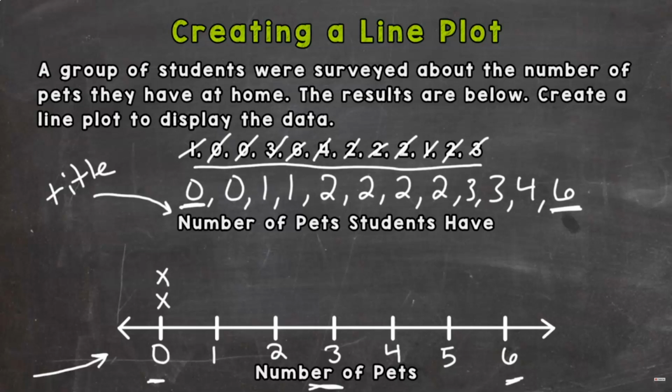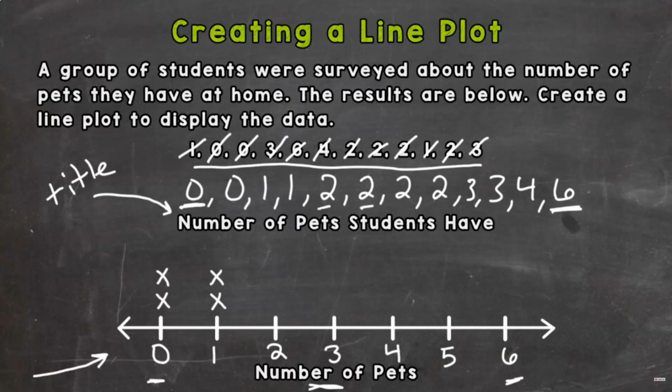So how many students have 1 pet at home? Well, 2. See how I'm starting off my X evenly with the first X from 0? So they are both the same height, right? Because 0 and 1 both have 2 students that have either 0 or 1 pet at home, so they should be about the same size, which they are. How many students have 2 pets?